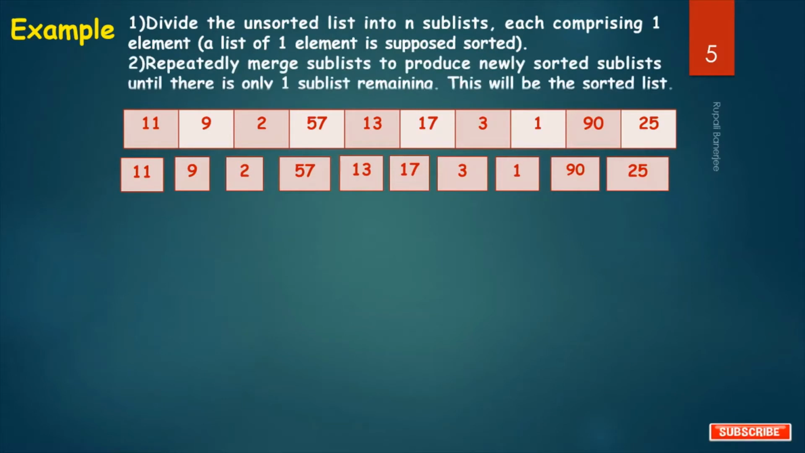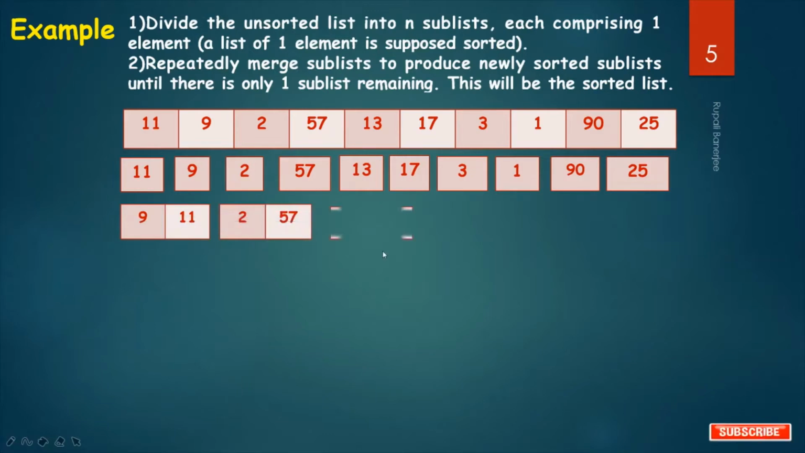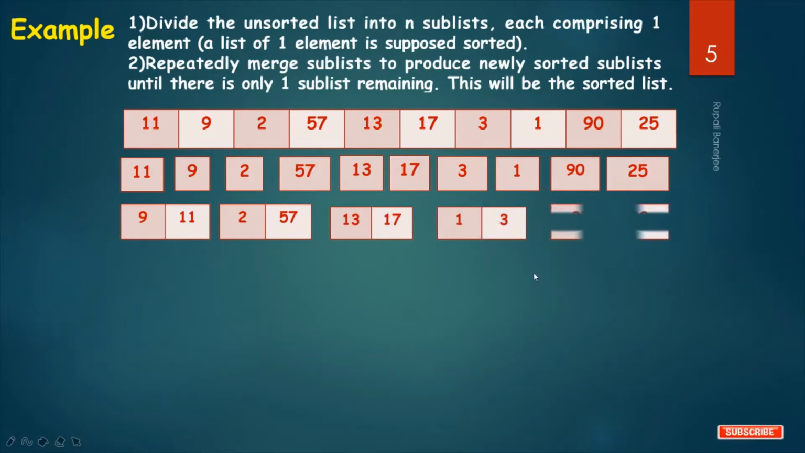Next, repeatedly merge sublists to produce newly sorted sublists until there is only one sublist remaining. This will be the sorted list. Now you have to merge. So first merge 11 and 9. It will produce 9, 11 after sorting. Then merge 2 and 57. It will produce 2, 57. Then 13, 17. It will produce 13, 17. It is 1, 3 and it is 25, 90.